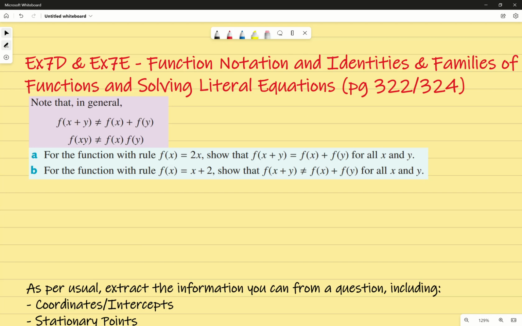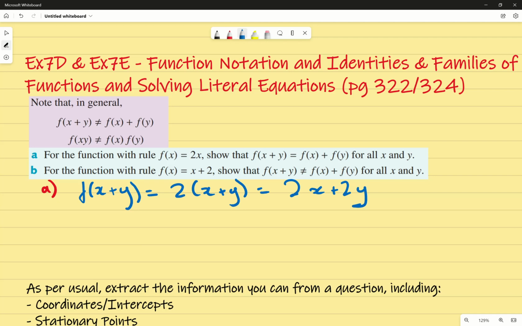So for part A, I'm going to write f of (x plus y) equals, and I'm going to write this function, but substitute x plus y instead of x. So that's 2 times (x plus y), which we know expands out to 2x plus 2y. Pretty straightforward. Any questions? No? Okay. And then we'll do the same thing.